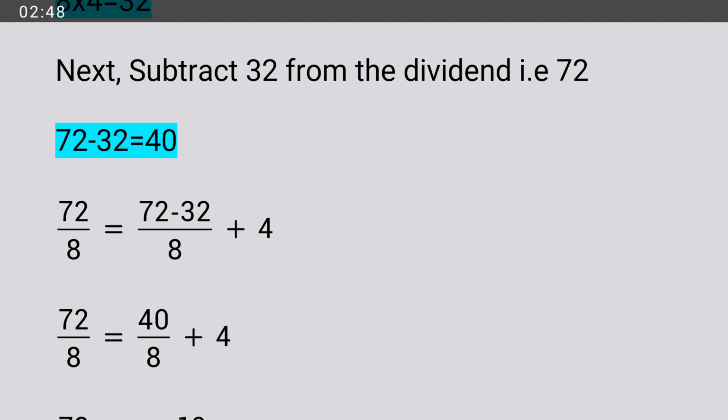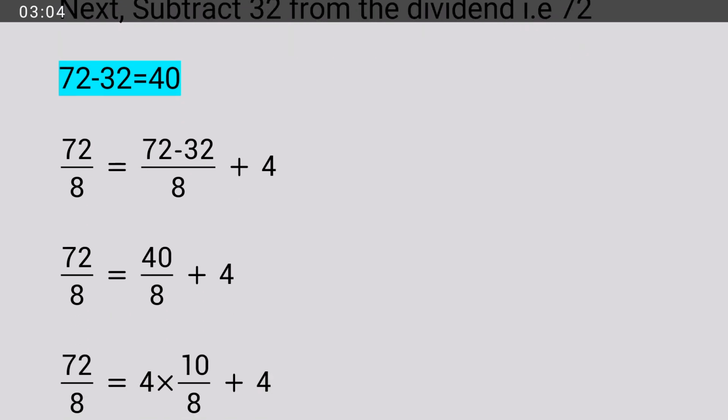Now you can see that the essence of doing this is to reduce the dividend to a number that we can easily manage, because it is easier to divide 40 by 8 than 72 by 8. It is easy for us to obtain the result of 40 divided by 8 by mere guessing than that of 72 divided by 8.